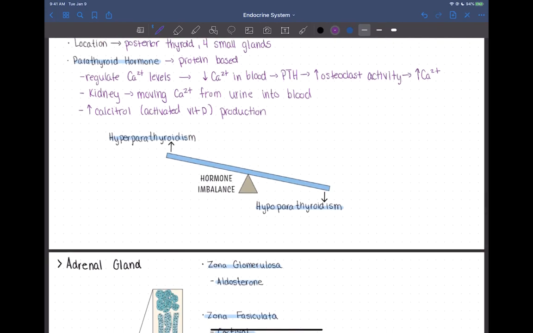Now let's talk about dysfunction of that parathyroid hormone. If we have too much parathyroid hormone, that's hyperparathyroidism. That would be when there's an increase in parathyroid hormone. The effects would be weakened bones, because think about it, those osteoclasts would just be going to town breaking down bone when you don't necessarily need the calcium. So the bones would become very brittle and weak. There would be very high calcium levels in the blood.